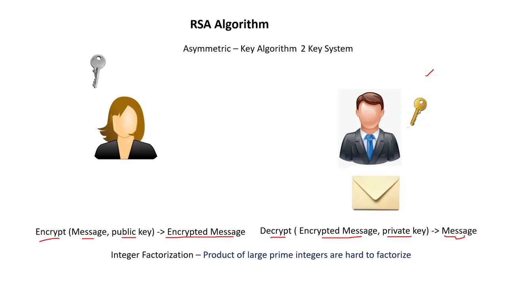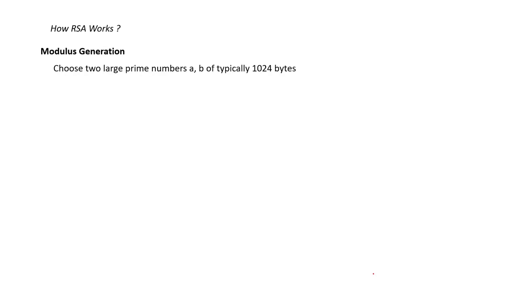Now, the RSA algorithm is based on integer factorization, where it is said that the product of very large prime numbers is hard to factorize. Let's see how the RSA algorithm works. It works in three steps. The first step is the modulus generation. Here we choose two very large prime numbers A and B, of 1024 bytes.